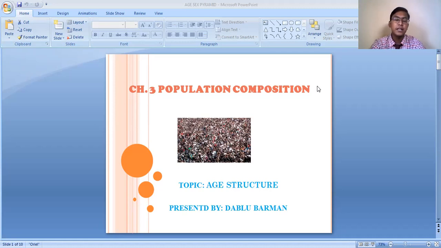Basically you will find that in the European nations, where the economic condition is much better, the female sex ratio is quite better. On the other hand, in the countries of Africa and some countries of Asia, the sex ratio is not favorable to the females, because the economic condition of these countries is not so developed, and the social and cultural development is also not so high. So this is the reason that the sex ratio is not favorable to the females in these countries.